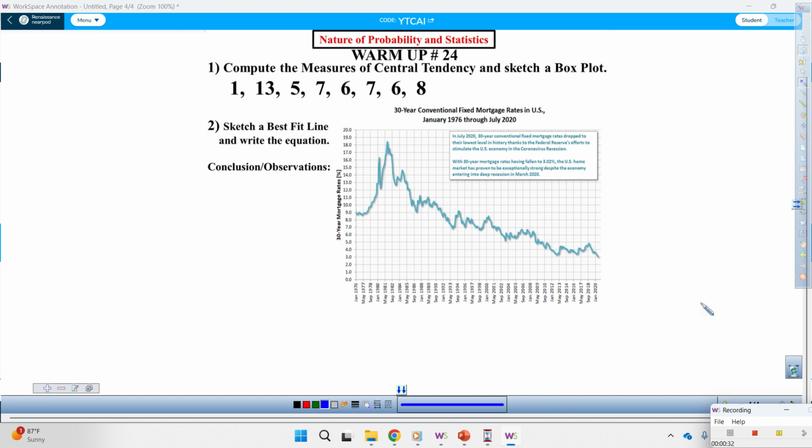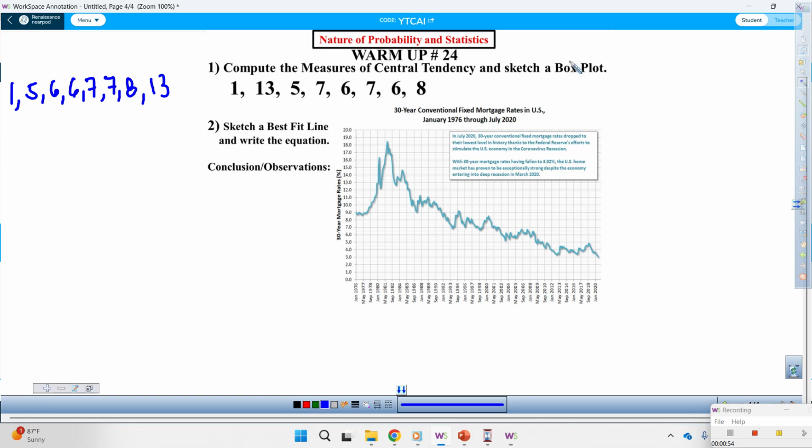So, number 1 says compute the measures of central tendency and sketch a box plot. By now, I can ask anybody in this class, and they should know what they are, and you should have already found them. Being that it's Monday, I'm going to go over it one more time. First things first, I'm going to set this in ascending order: 1, 5, 6, 6, 7, 7, 8, 13.